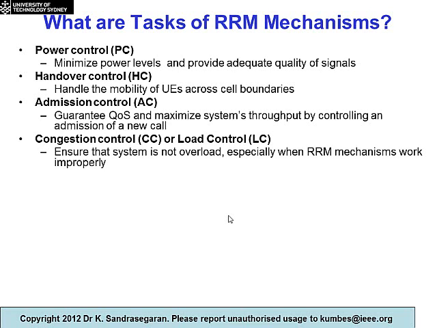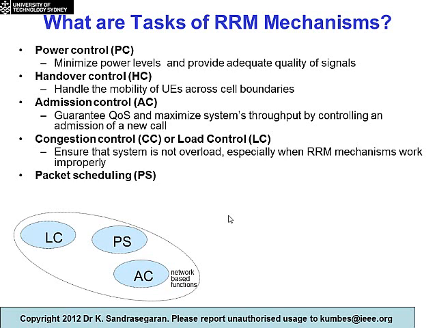And the other aspects of RRM are congestion control or load control. So when your system goes into an overload, how do you deal with the situation? And packet scheduling becomes one of the most important tasks in 4G, not so important in 3G, but in 4G, RRM becomes very important because everything is transmitted in the form of packets.